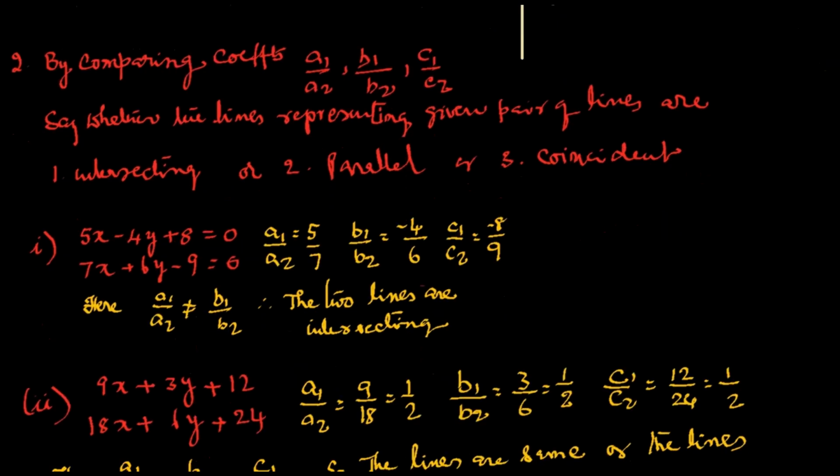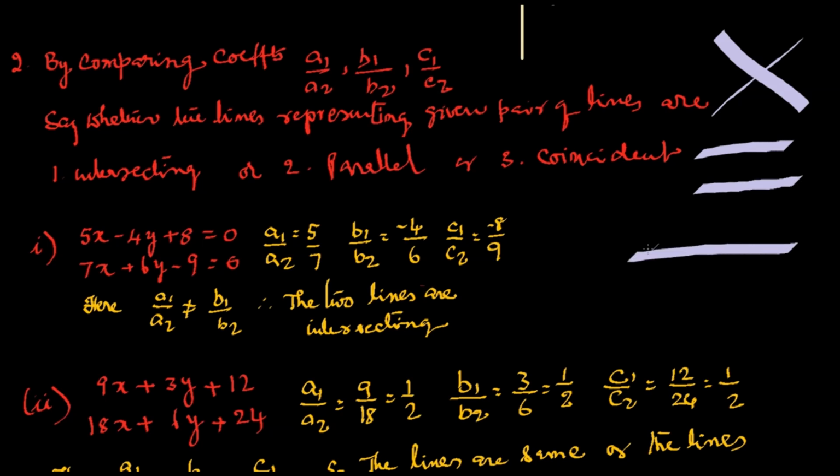The next problem is, by comparing coefficients a1/a2, b1/b2, c1/c2, say whether the lines representing the given pair of equations are intersecting, parallel, or coincident. Intersecting means like this. Parallel means like this. Coincident means like this.